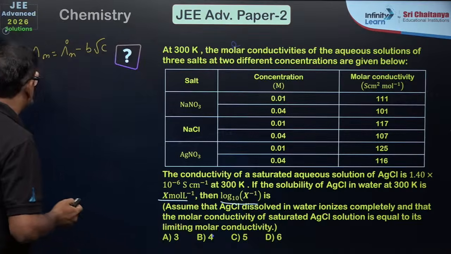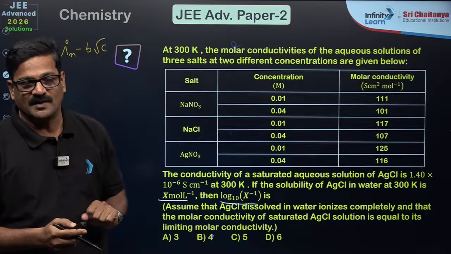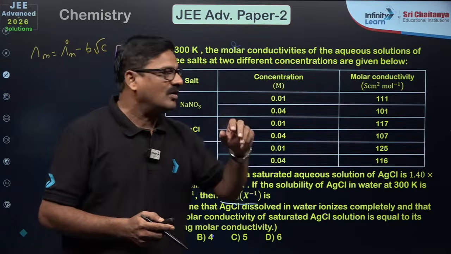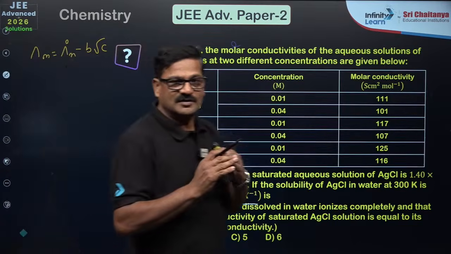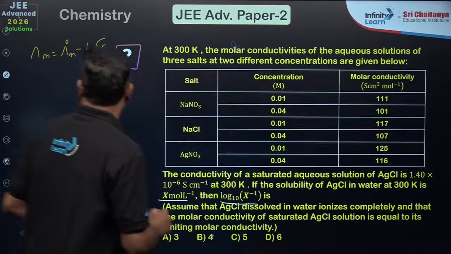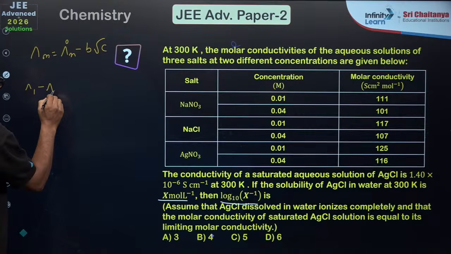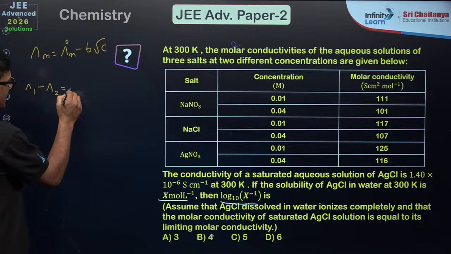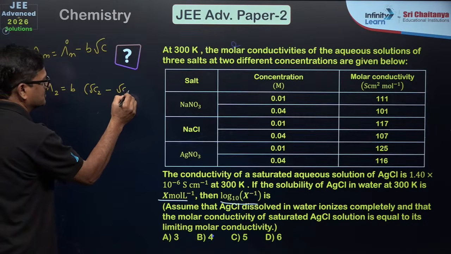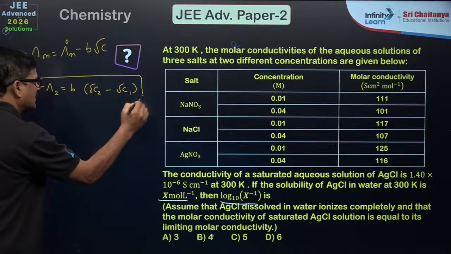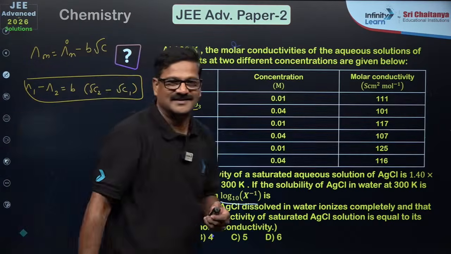Molar conductance at a given concentration equals limiting molar conductance minus B root C. You can calculate this for all these 3 electrolytes. So if you do this for all 3 electrolytes, you can say limiting molar conductance of this one minus limiting molar conductance of this is B times root C2 minus C1. So you can write this and apply it for NaNO3, NaCl and AgNO3.